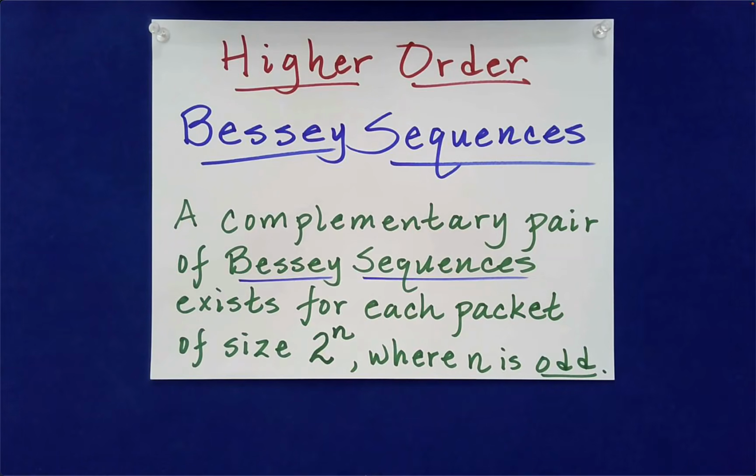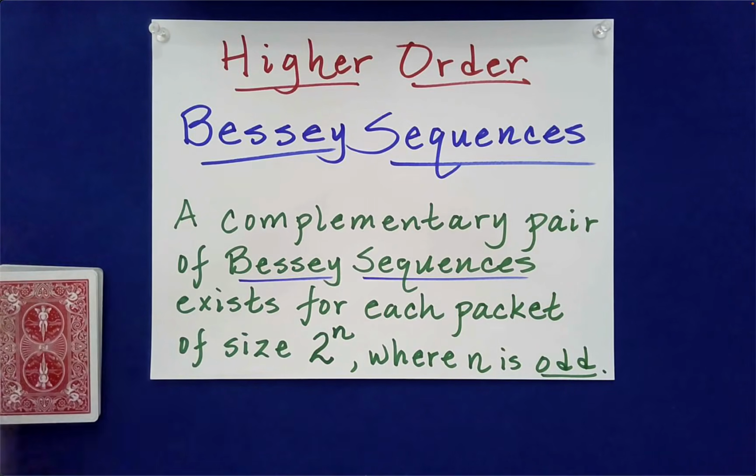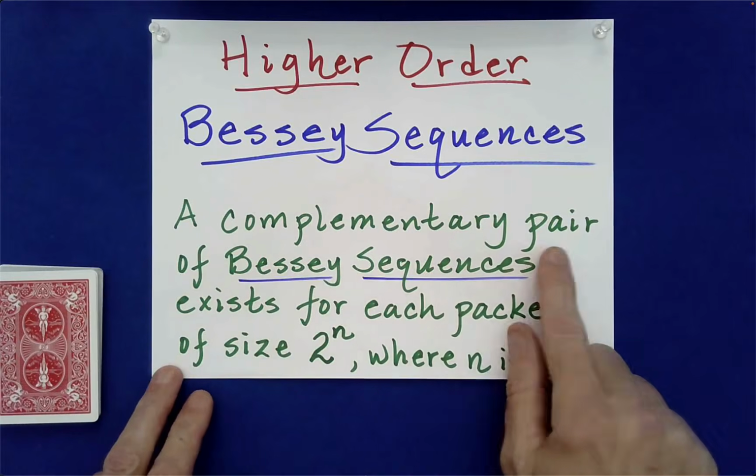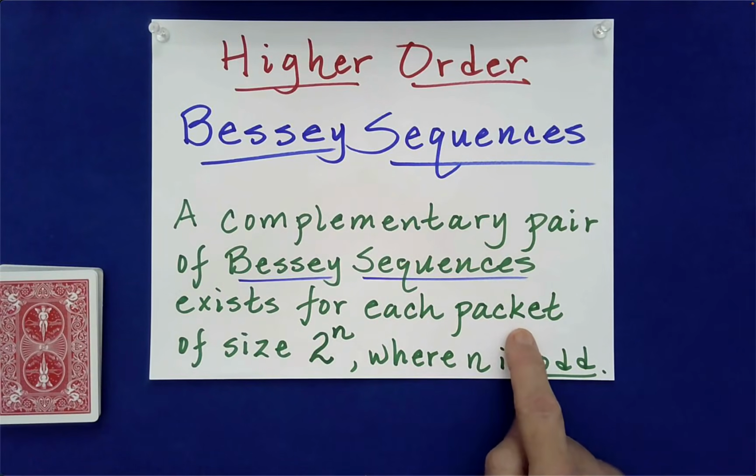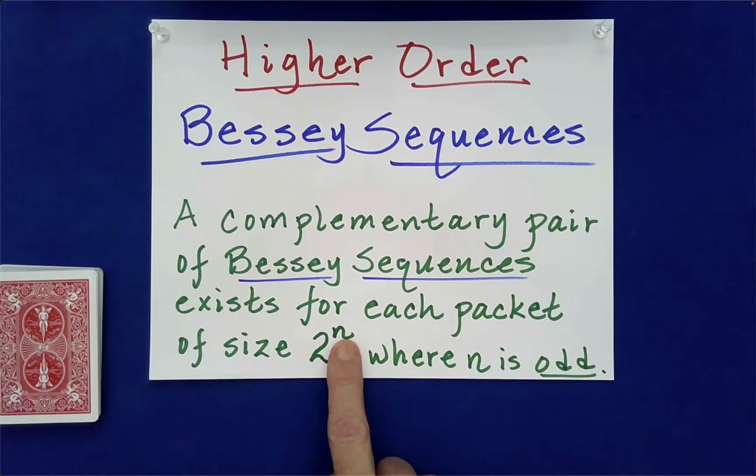I wanted to make a quick video about the fact that there are higher order Bessey sequences. In fact, technically there's an infinite number of them, but they are actually rare, as we'll see. So the claim here is that there is a complementary pair of Bessey sequences for each packet size of 2 to the n for n odd. Okay, so that would be a packet size of 2, 8, 32, 128, and so forth.